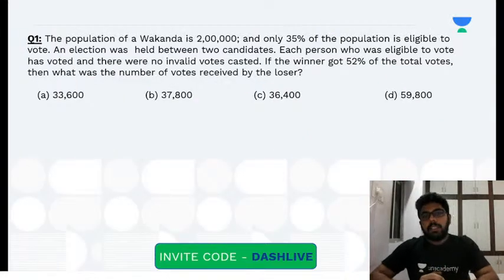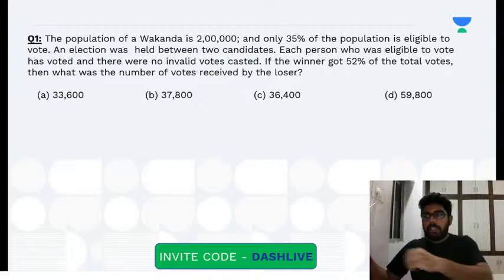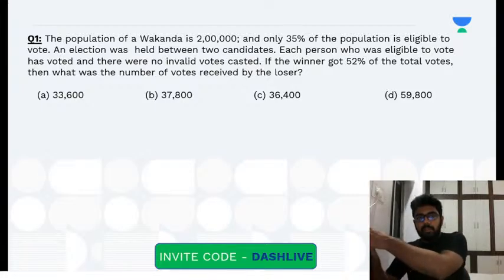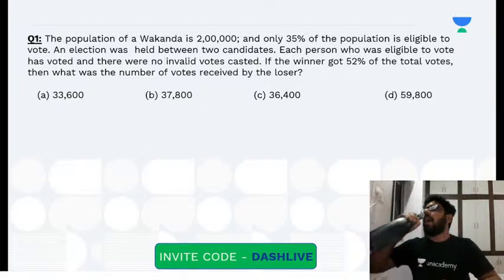Having said that, let's take a look at the first question. I'll give you all 30 seconds to read the first question and maybe tell me the answer if you can solve it. Just take 30 seconds to read the question. It's not a difficult question, it's a question from percentage.